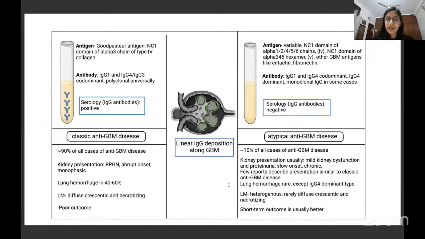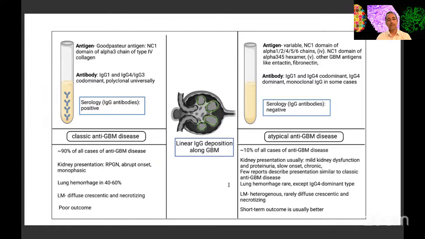So if we have subtyping, it will definitely help. But whether it is absolutely necessary, no, I don't think so. Because if we have a light microscopy picture of diffuse crescents, IgG is positive, the serology is positive, it is a typical anti-GBM. Now, whether that is IgG 1 or 3 or 4, it can definitely add to the report, but I don't know if it is really going to change the management. I don't think that's going to happen.